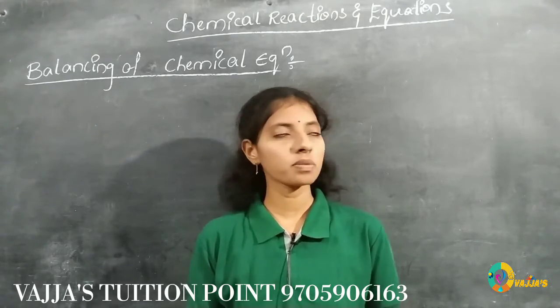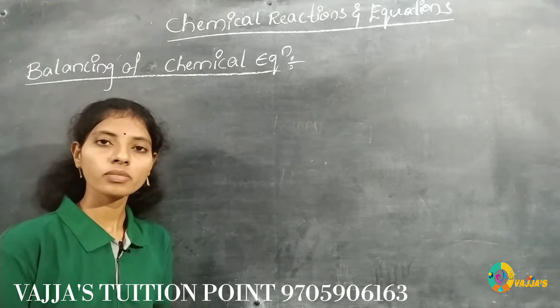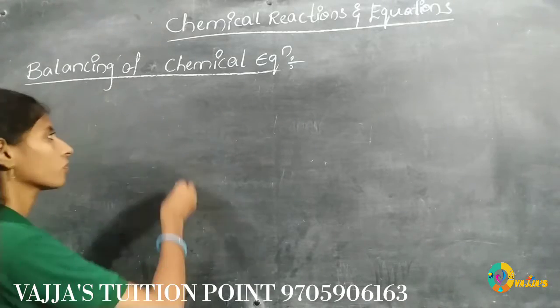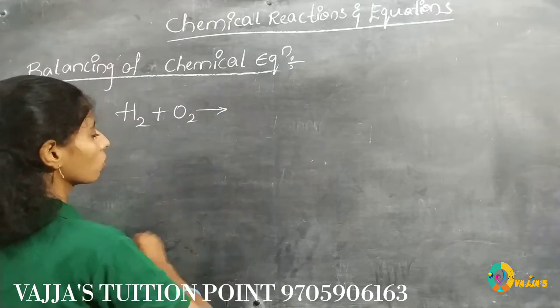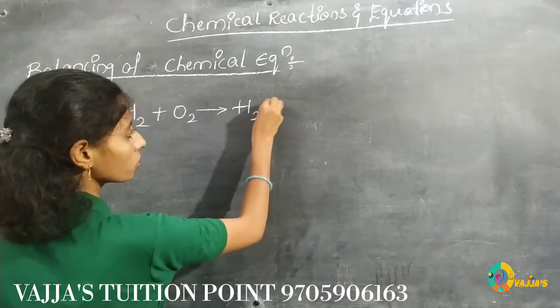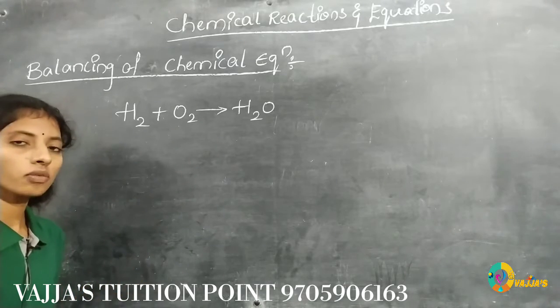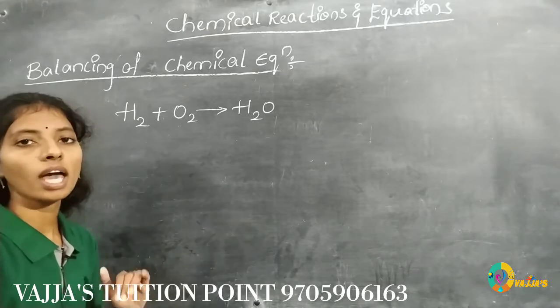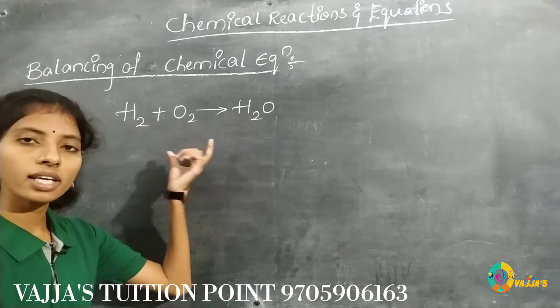So here I want to explain with the example of water. Water is formed from hydrogen and oxygen. So see here the chemical equation, H2 plus O2 gives H2O. In any chemical equation, while balancing, first we have to write the skeleton equation. So this is a skeleton equation.